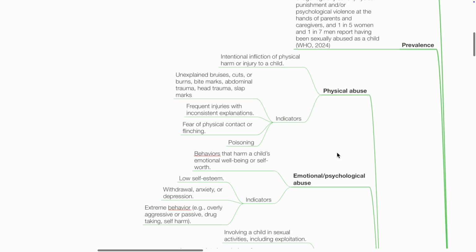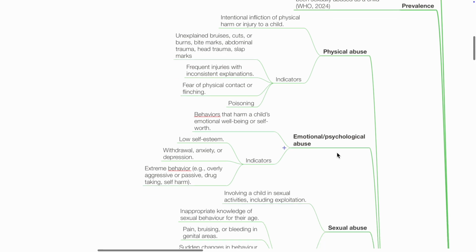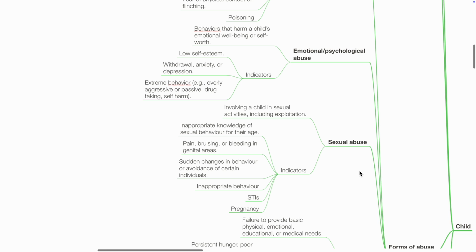Indicators include unexplained bruises, cuts, burns, bite marks, abdominal trauma, head trauma, or slap marks, frequent injuries with inconsistent explanations, fear of physical contact or flinching, and poisoning. Emotional or psychological abuse, behaviors that harm a child's emotional well-being or self-worth. Indicators include low self-esteem, withdrawal, anxiety, or depression, and extreme behavior, such as overly aggressive or passive, drug taking, and self-harm. In sexual abuse, the child is involved in sexual activities, including exploitation.